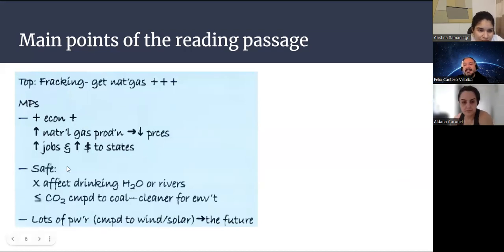The next point, that it is safe, that it doesn't affect drinking water or rivers, and that it has less or the same CO2 emissions than coal, and so it's cleaner for the environment. And the third point is that there is lots of power compared to wind and solar, so it's good for the future. So yay, fracking, that's the main idea of that. Now, what you have to do is listen and take notes on a lecture about this, okay?